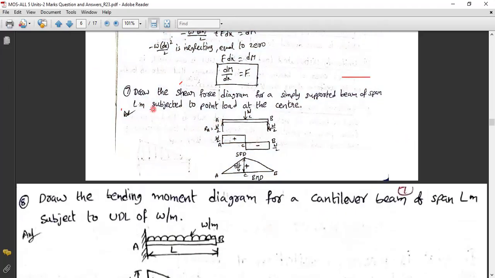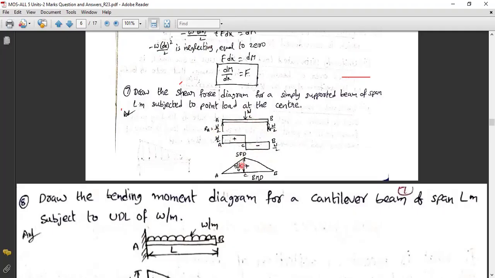The seventh question is: draw the shear force diagram. So this is a simply supported beam. A point load is acting here. If the point load is acting, this is a positive direction. Definitely here the sign has changed from positive to negative. If this is W, here W by 2, here W by 2, because this W is acting at the half length. So W by 2, W by 2.